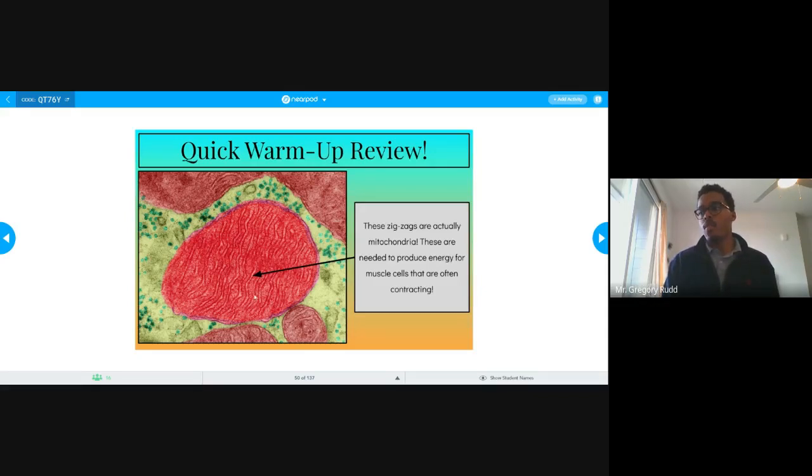We can see even in this one muscle cell, obviously this is a very close-up microscopic image of one, we can see that these zigzags are mitochondria. So it's packed. It's packed with mitochondria. They're constantly needed to produce energy.